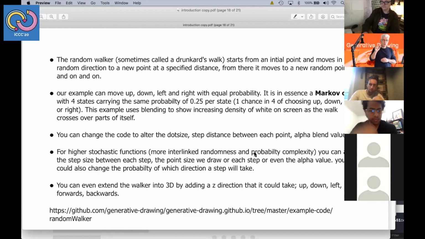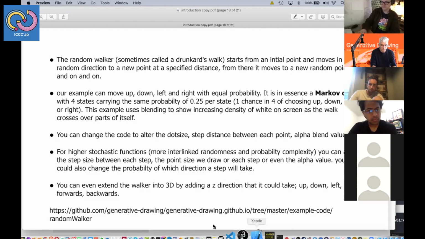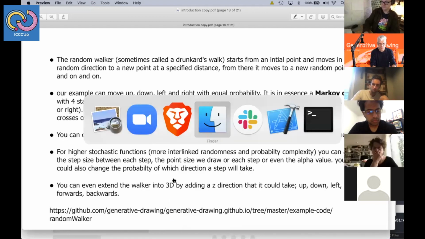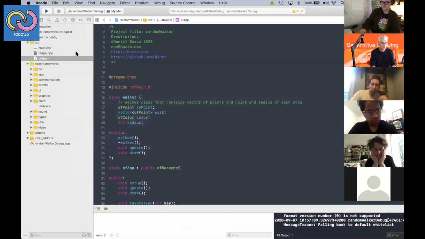So our rule can move up, down, left or right, and the simple code is in the examples at random walker if you want to have a look through the code, but I'm going to flip to it now and walk through it very, very simply. So I'm using Xcode, but hopefully you can all see my screen.